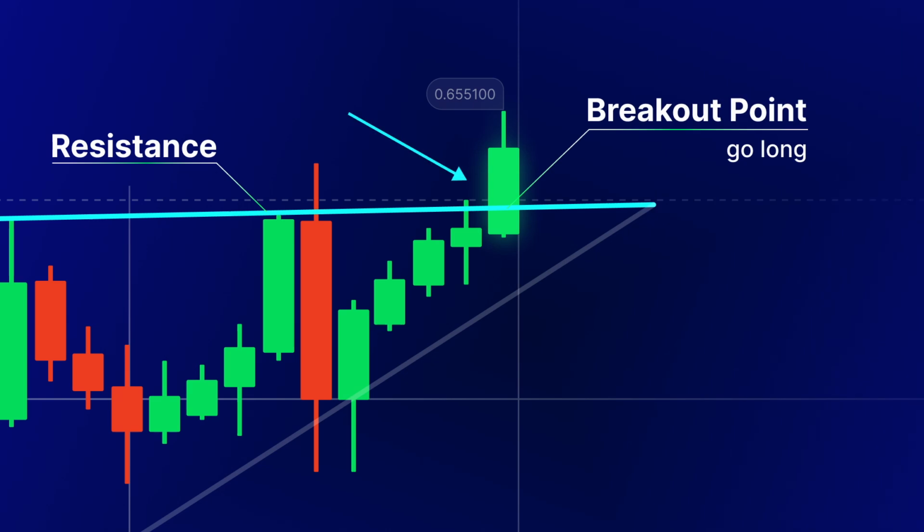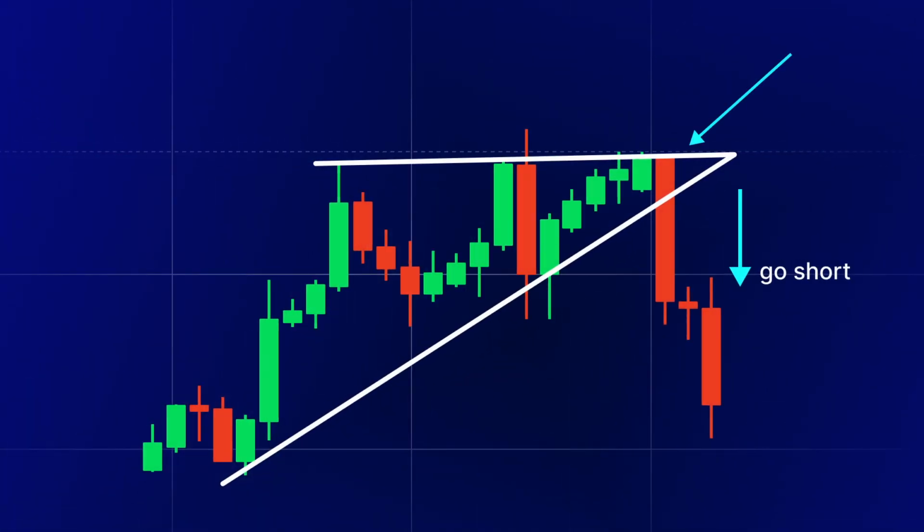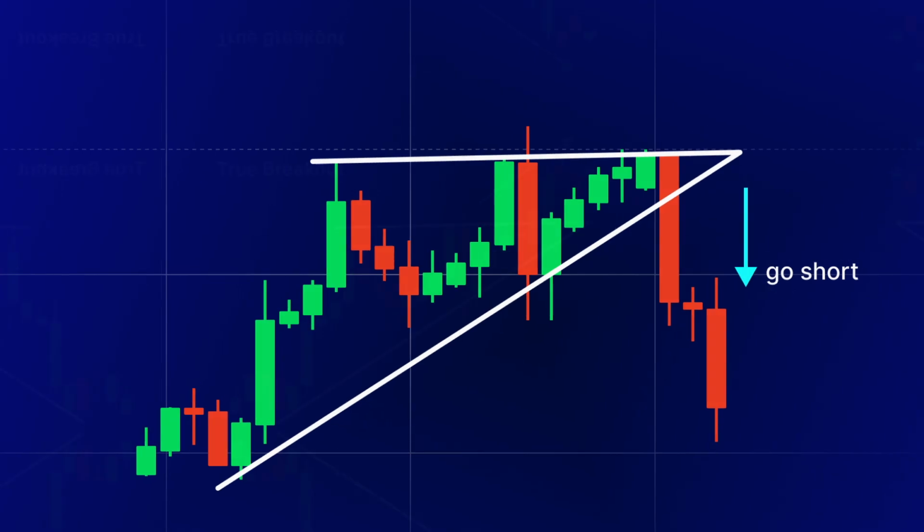If buyers win the battle, price surges past resistance, which means it's time to go long. If the price breaks below this support level, it means the bears won, and it's time to go short.